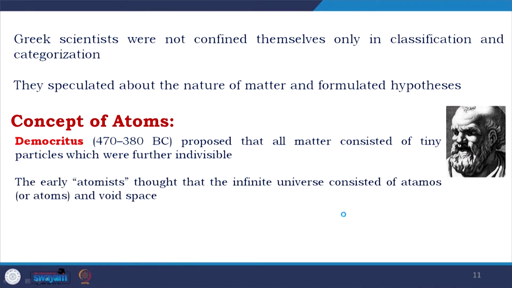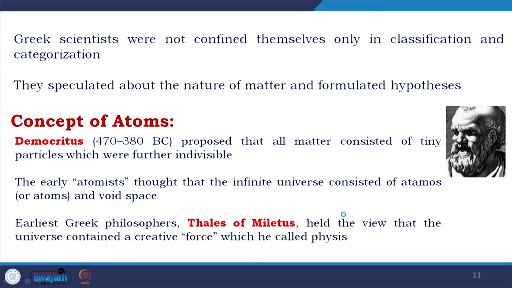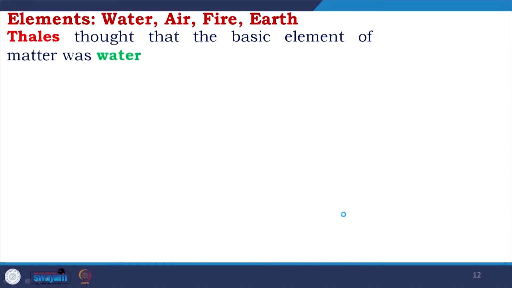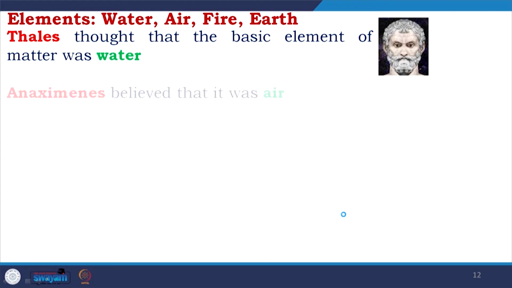This is Democritus. The early atomists thought that the infinite universe consisted of atoms and void spaces. Early Greek philosopher Thales of Miletus held the view that the universe contained a creative force which he called physis. Physis is the originator term of physics in modern science. Thales thought that the basic element of matter was water. This is Thales.